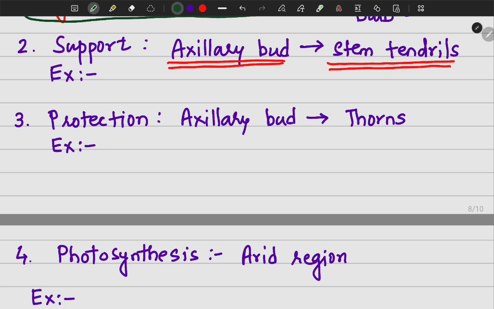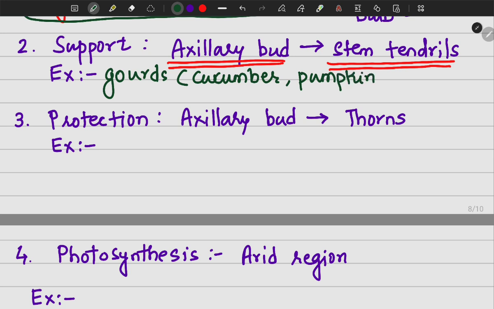Examples are various types of gourds like cucumber, pumpkin, and watermelon. These are the examples of gourds which have stem tendrils, and grapevine. So they have stem tendrils for the support.